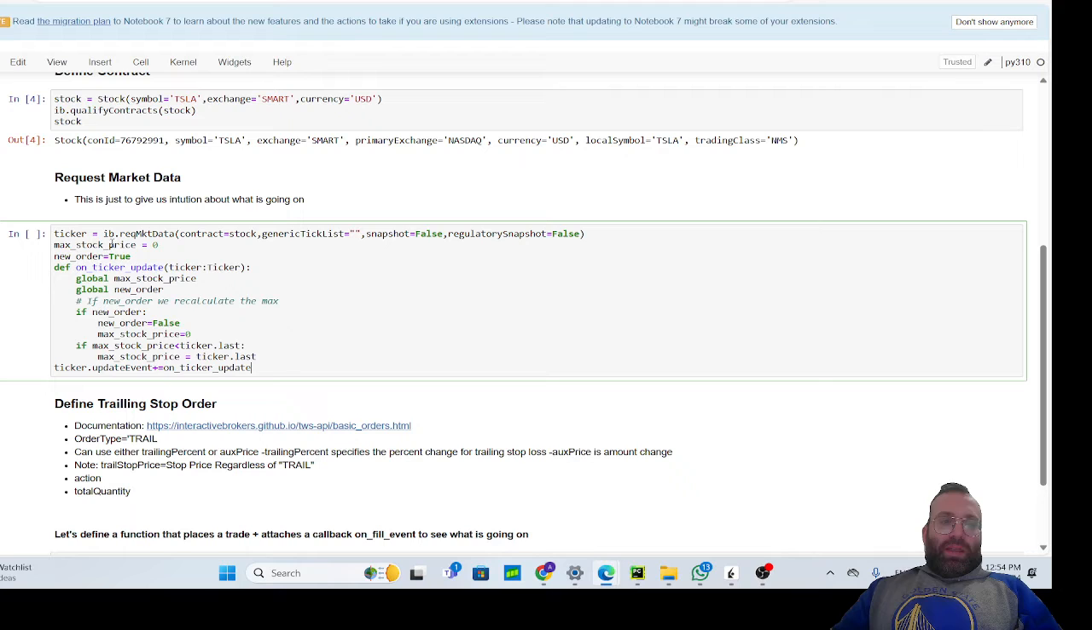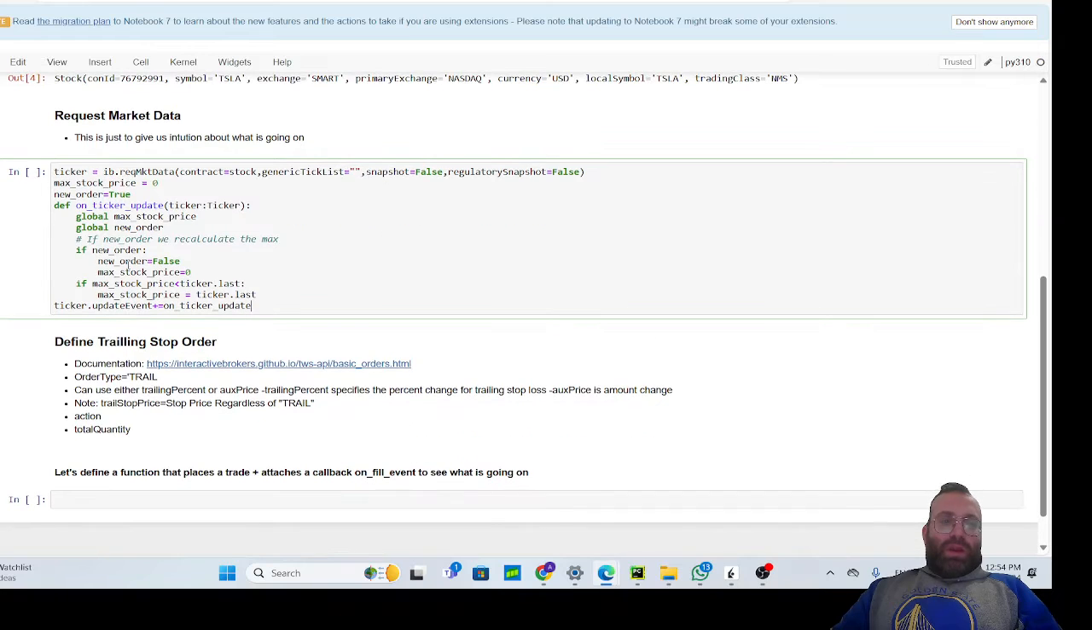What this callback basically will do, as you'll see later on, is I'm always going to define the max stock price to be 0 on a new order, whenever there's a new order. And all it's going to do is, whenever there's a ticker.last, which is the last trade price, and it's bigger than the current max price, we set the max price to that price.